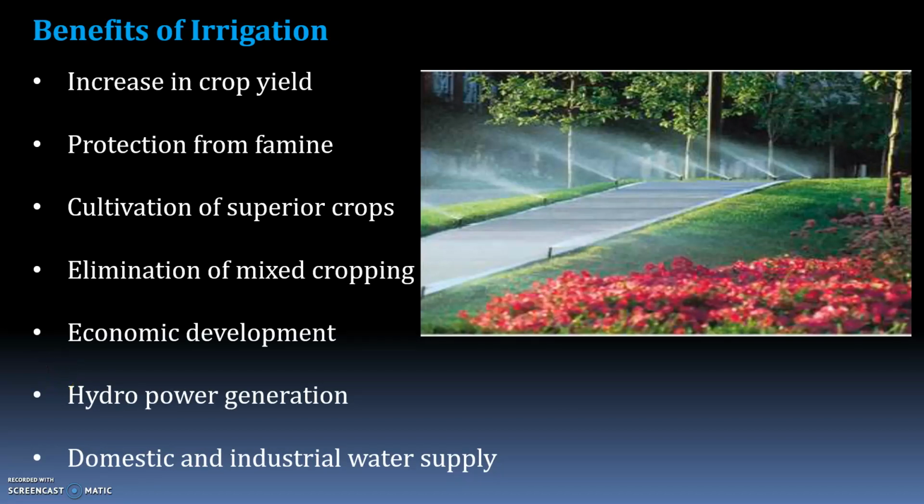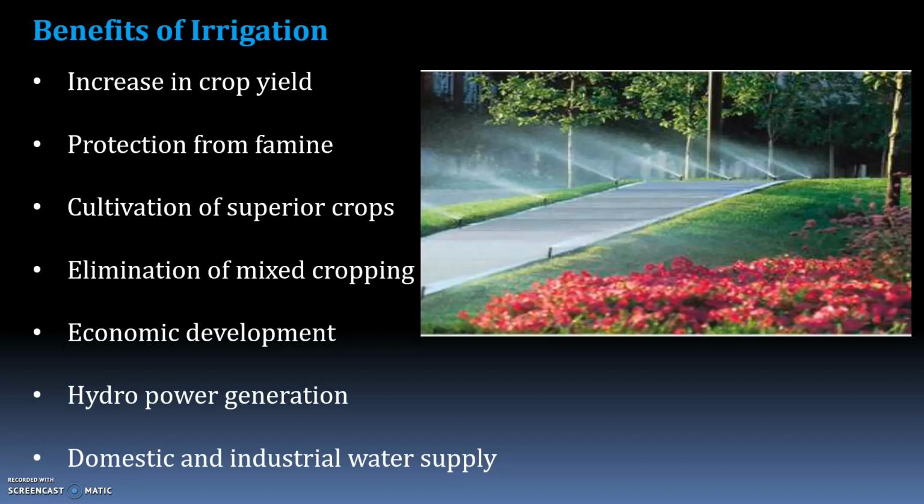Here all the irrigation schemes are so designed that they increase the food production of the country. Apart from increasing food, there are many indirect benefits or advantages of irrigation. So these are some of the points. Increase in food production or increase in crop yield.